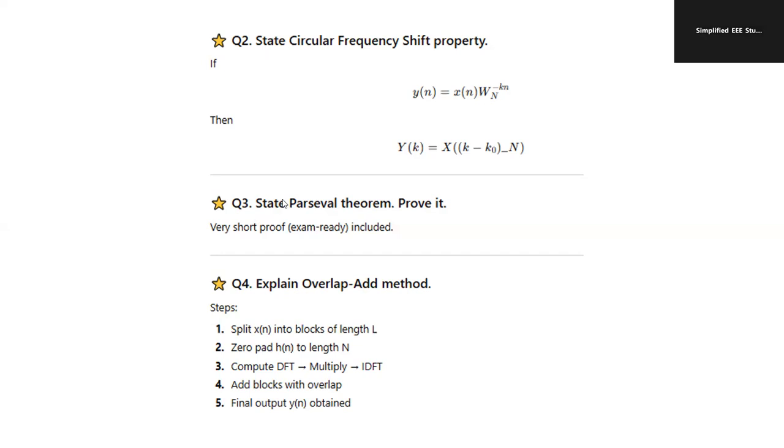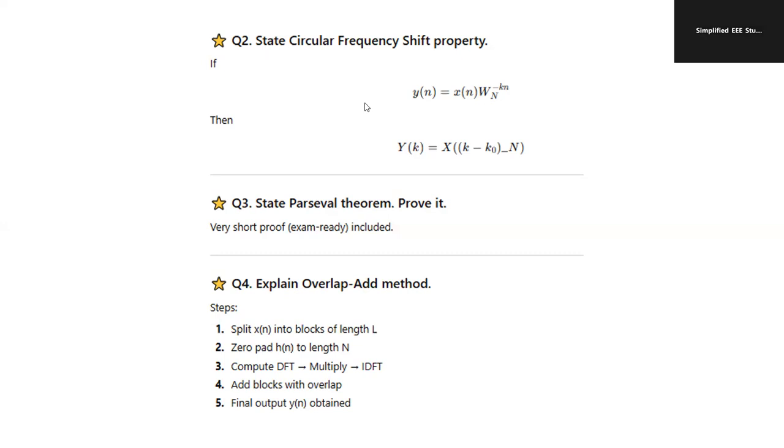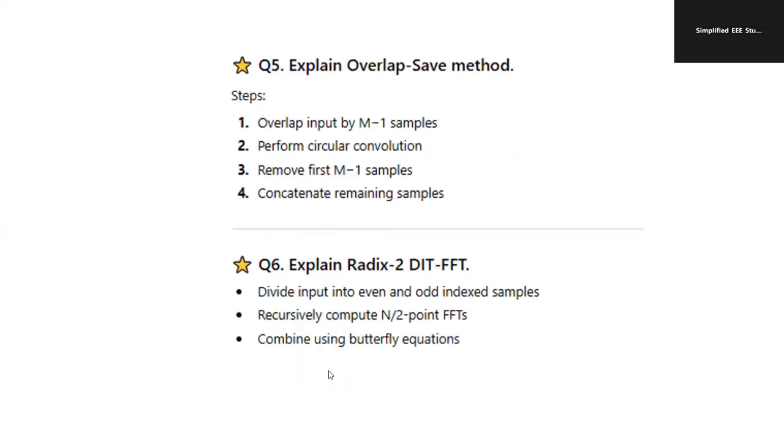Next, explain the overlap add method. Please follow the statement. Split x of n into blocks of length L. Zero pad h of n to the length N, because the lengths should match. Calculate the DFT, multiply, then you will be able to get the IDFT. Add the blocks with overlap, and obtain the output y of n. These are the few important steps for the overlap add method.